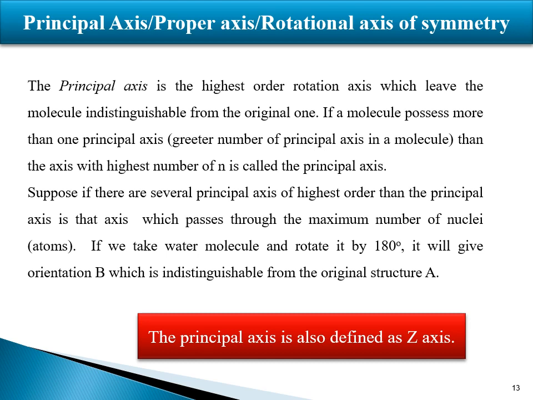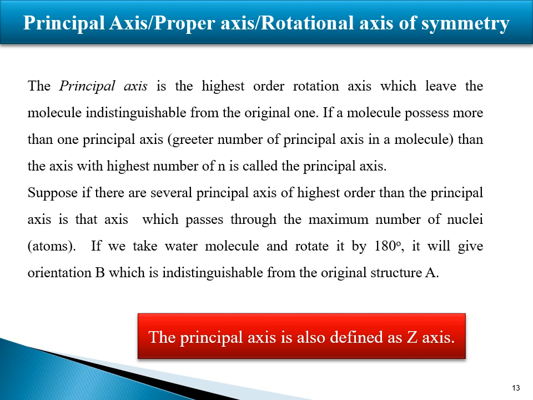And if, while rotating a molecule, we get the exact structure, it means symmetry exists. So this proves that the principal axis is also a symmetry element. Remember, the principal axis is also defined as the z-axis, meaning it is taken along the z-axis. In the next slide, we will be doing this with some molecule.